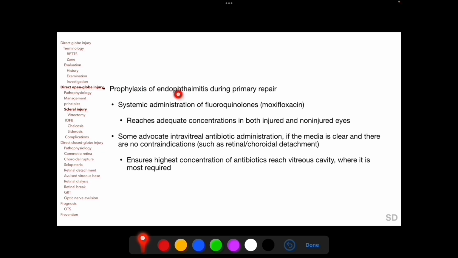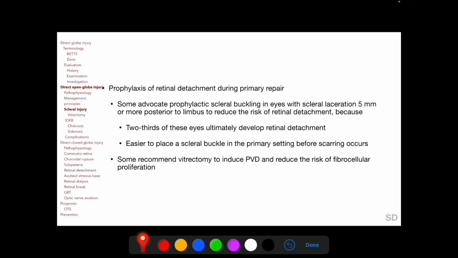Prophylaxis of endophthalmitis during primary repair includes, as we have mentioned, systemic administration of fourth-generation fluoroquinolones such as moxifloxacin, but some also advocate intravitreal antibiotic administration if the media is clear and there are no contraindications such as retinal and or choroidal detachments. Some also advocate prophylaxis of retinal detachment during primary repair, such as prophylactic scleral buckling in eyes with scleral laceration 5 mm or more posterior to the limbus, or vitrectomy, as we will be discussing next.